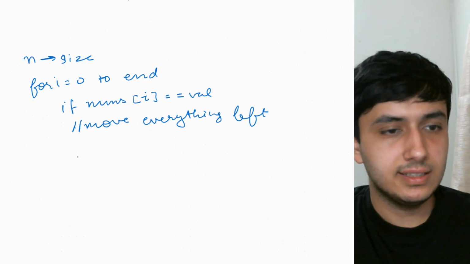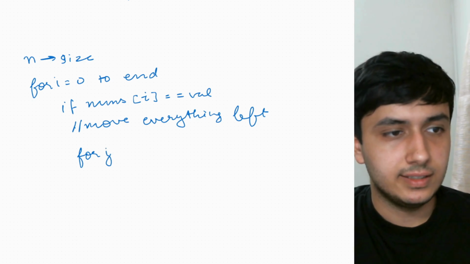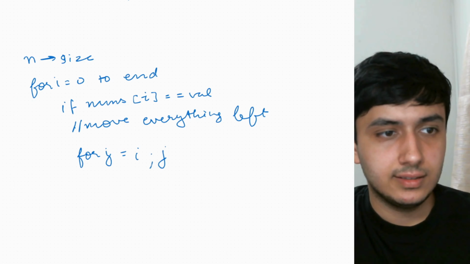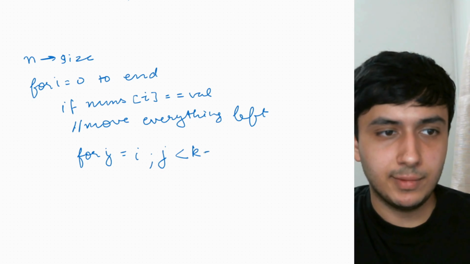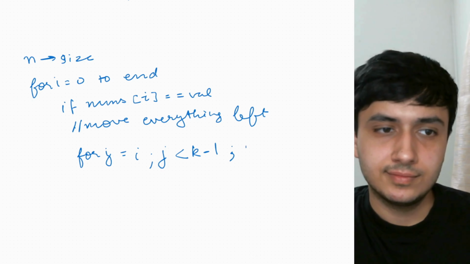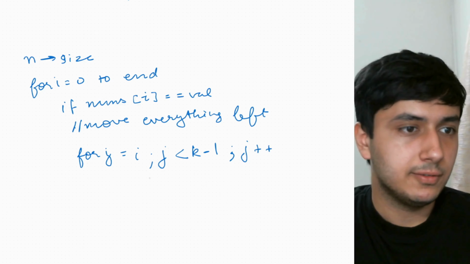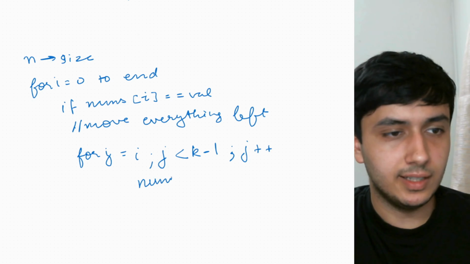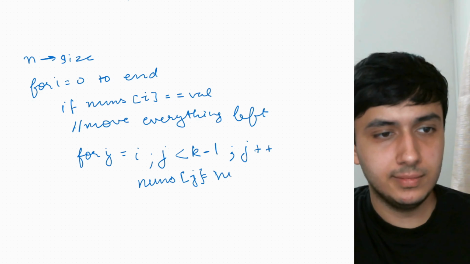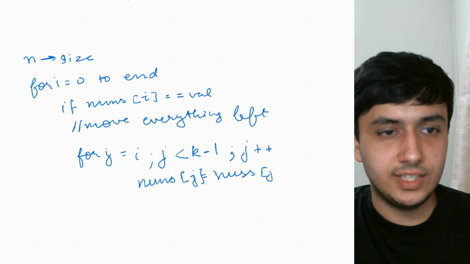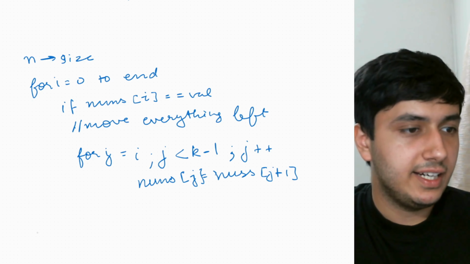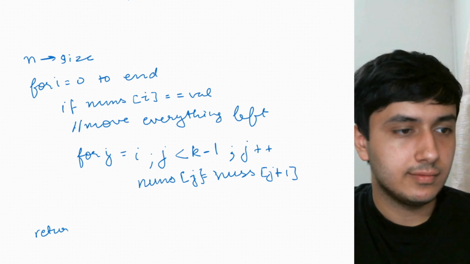This basically means for j equal to i, j is less than k minus 1, not till the end, j plus plus. What we'll do is nums[j] equal to nums[j + 1]. At the end, we'll just return k.